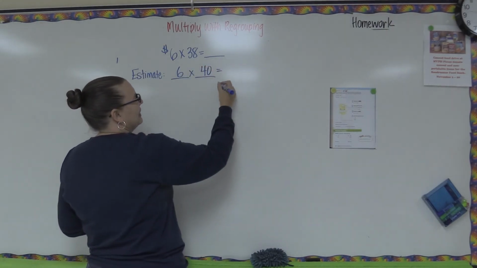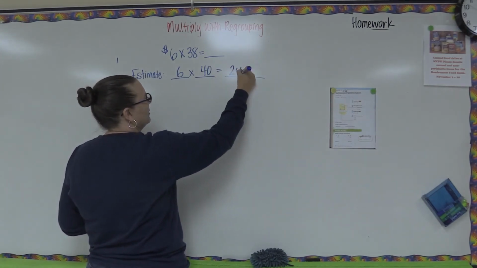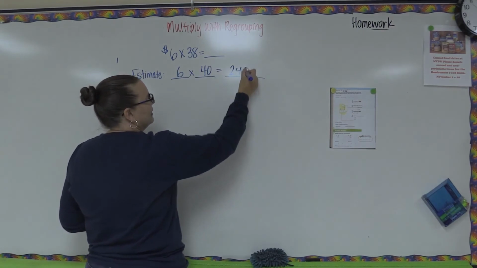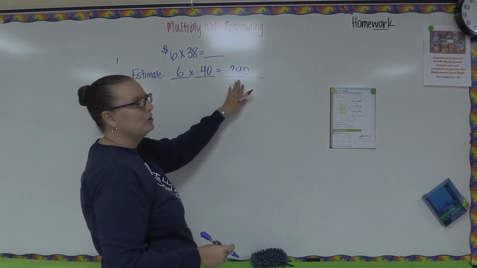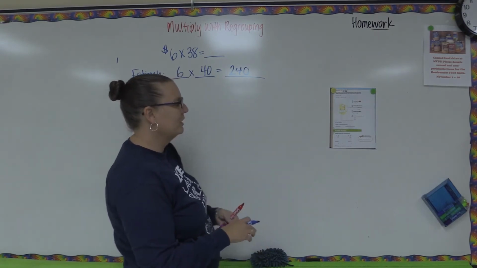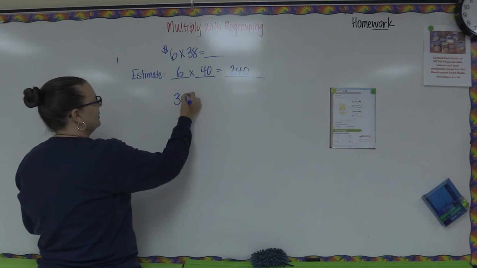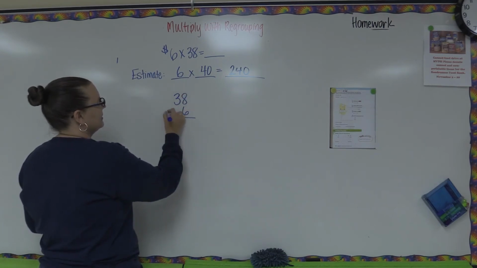That would mean if we do our base problem first, 6 times 4 is 24, and we add our 0, our answer should be close to 240. So now that we've estimated at the top of the page, we're going to go through that problem. So we have 38 times 6.